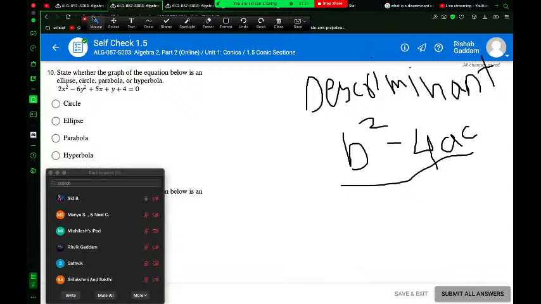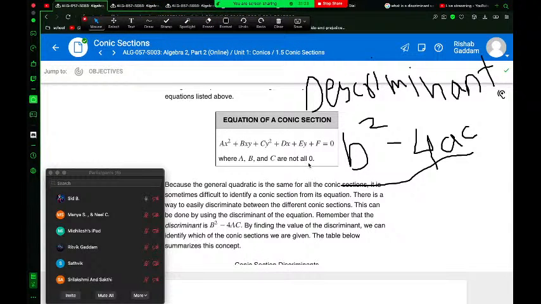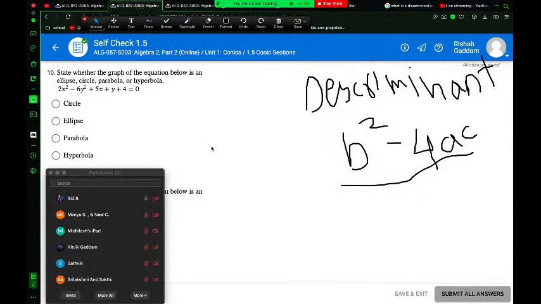Because if you look back at this standard equation of a conic section formula, you can see that b is actually this, which we obviously don't have. So that means b is 0. So 0 squared is again 0. So I think it's going to be 0 minus something. Oh, okay. So 0 minus.